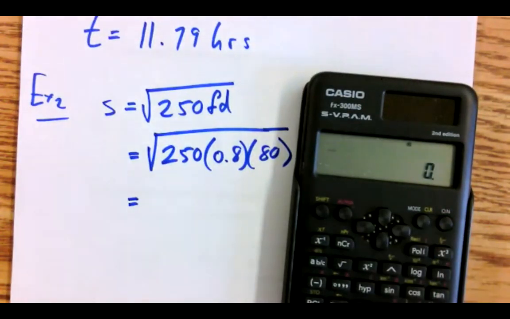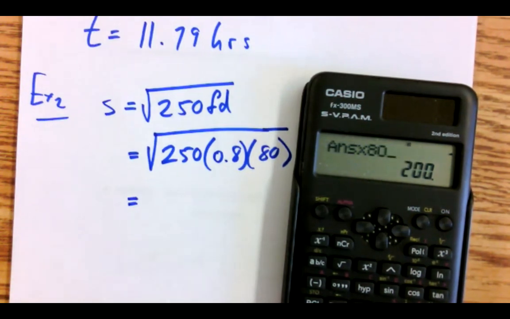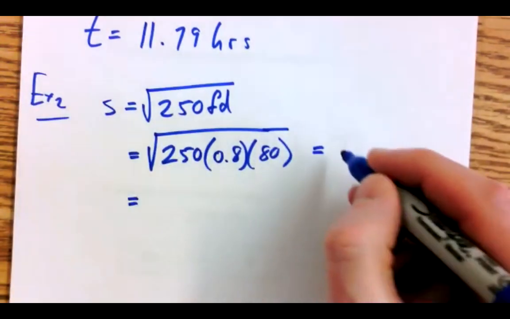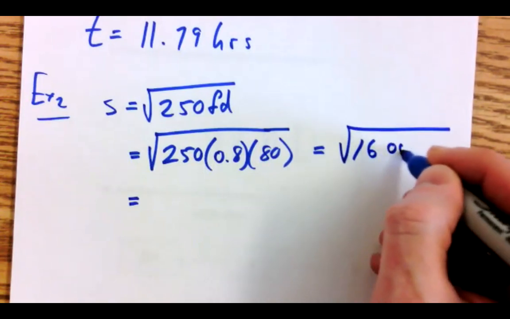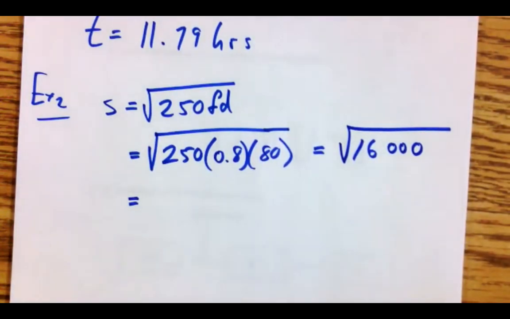Let's clear it first. 250 times 0.8. What's 80% of 250? That's going to be 80, 160, 200, right? 200 times 80. You can do this one. 16,000. Yes. So it's the root of 16,000.